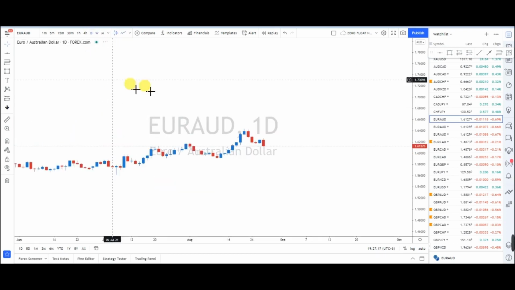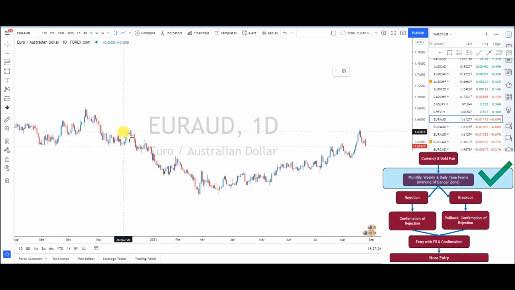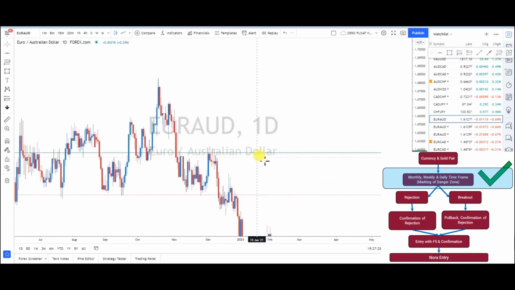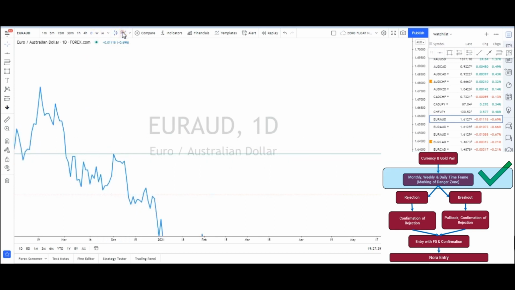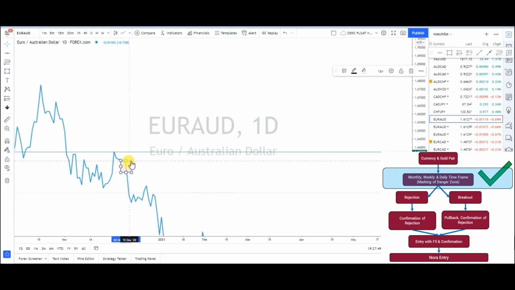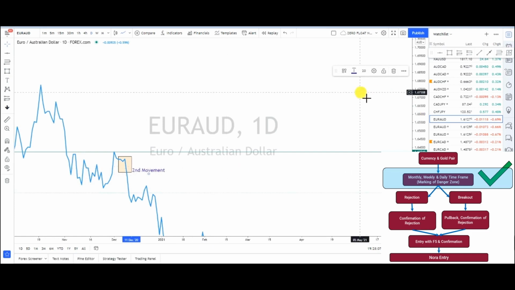So let's go to the daily time frame. It's much better on the second movement. So in this case, I'm going to mark this. Okay, let's do a little bit of backtest here. We mark our danger zone on the daily time frame. In this daily time frame, we go to the line chart. We mark this as our resistance. As you can see here, this is our second movement. So I'm going to mark this as a second movement so that we know that this is a strong resistance on the daily time frame. We have the second movement on the daily time frame.